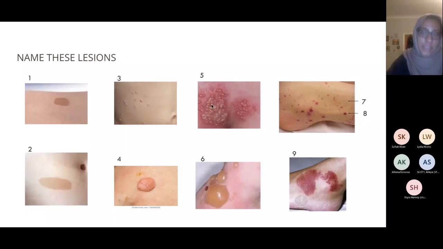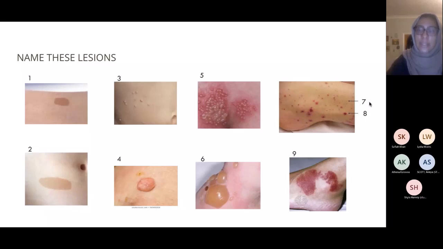Number five, now here you can see what I mean by vesicle. So these are fluid-filled raised lesions. They're not obviously pussy, otherwise they would be pustules. So you could say that these are what you would describe as vesicles, so a form of a blister. And number six is bullae. So these are, again, blisters that are larger than 1 centimeter, and therefore you could describe this as being bullae.